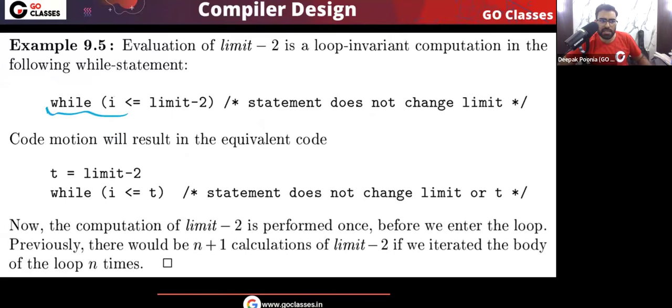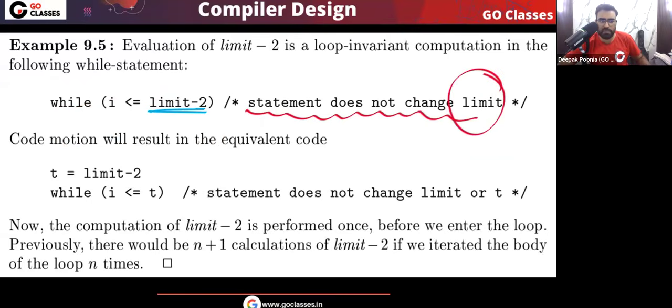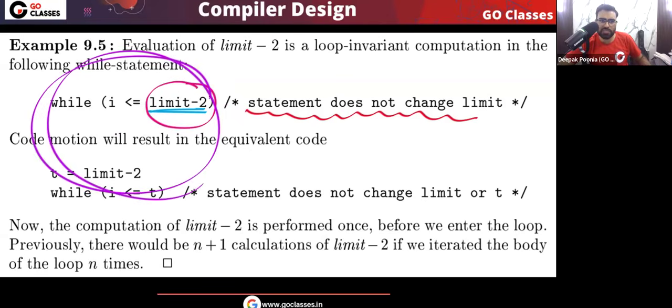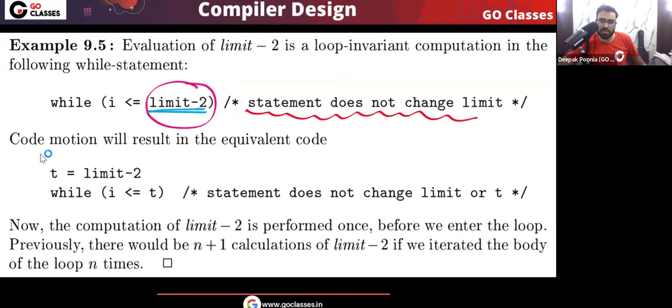You can consider this example also. Let's assume you have while i is less than or equal to limit minus 2. And let's assume that when this loop is running, the variable limit is unchanged. If this while loop is running 1,000 times, unnecessarily 1,000 times you are doing this subtraction. But if you notice, the result of this expression is unchanged. Whatever iteration you do, the result is unchanged. So the better thing is code motion. You can take the expression limit minus 2 outside, and then use the result in the while loop. So this is called code motion.